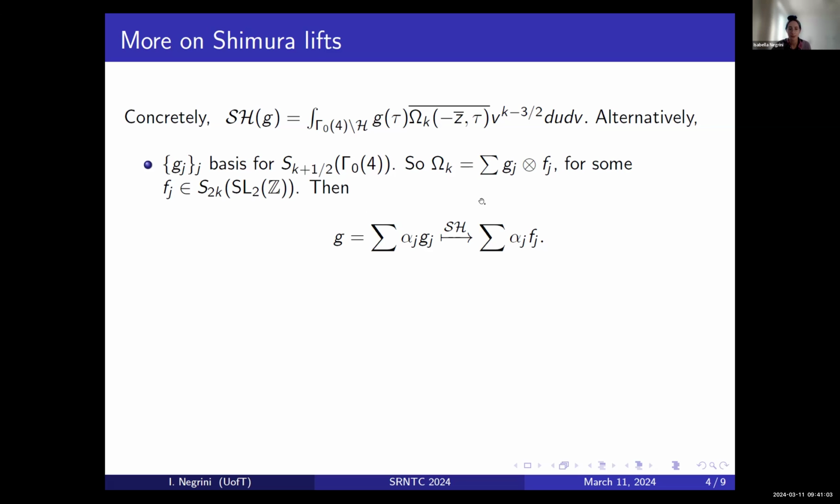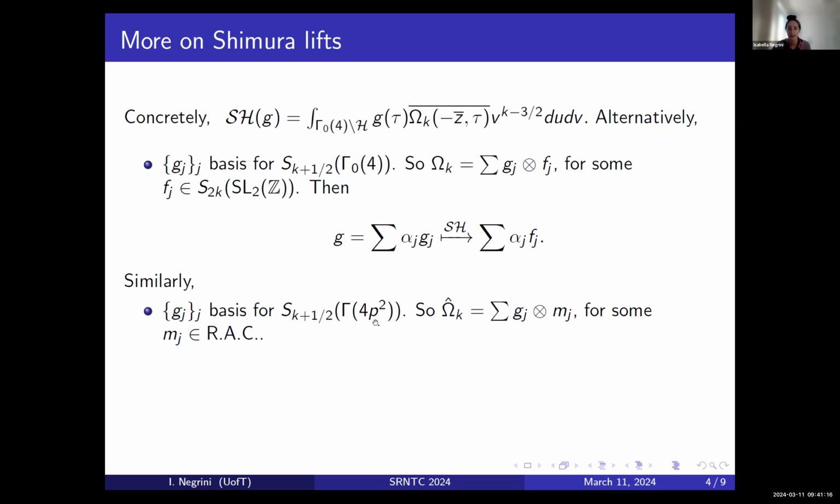And now this one can be generalized to the setting of rigid cocycles, because again, we do the same thing. So we take a basis for the starting space that in our case will now have a p in the level. And then omega hat, so this now again will be a finite sum. And then you have the elements of the basis tensor, now what we have here, these are certain rigid cocycles. So this will be some finite sum, and you have the basis tensor some rigid cocycles.